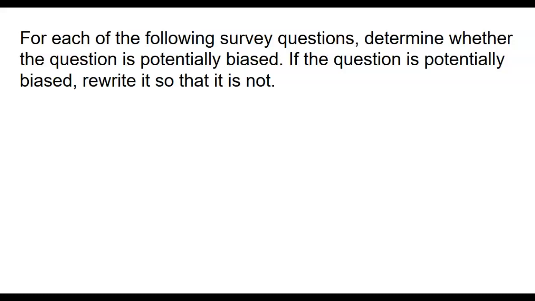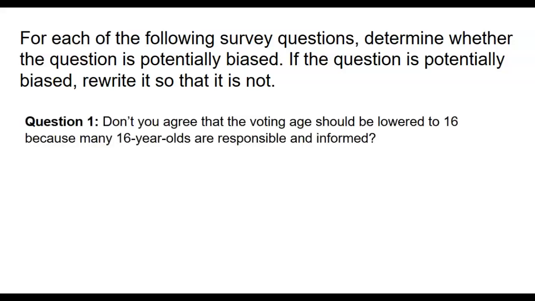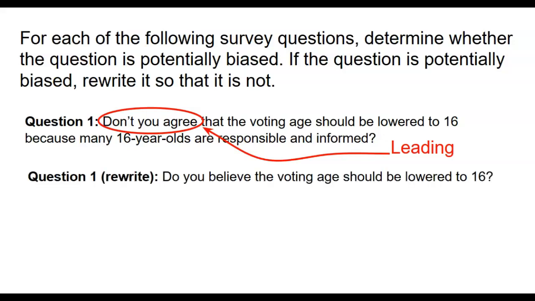Question 1. Don't you agree that the voting age should be lowered to 16 because many 16-year-olds are responsible and informed? This is a leading question. The "don't you agree" statement is telling the person you want them to say yes. It would be better to just ask the question with no extra facts as well as no lead into what you want them to say. Perhaps, do you believe the voting age should be lowered to 16?